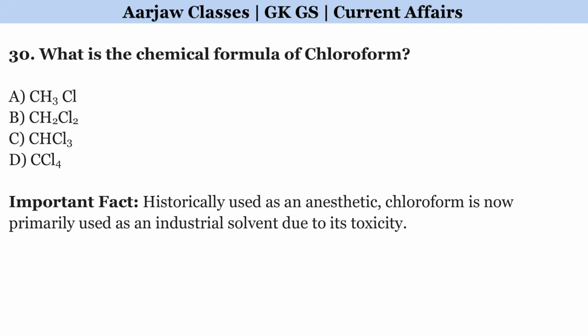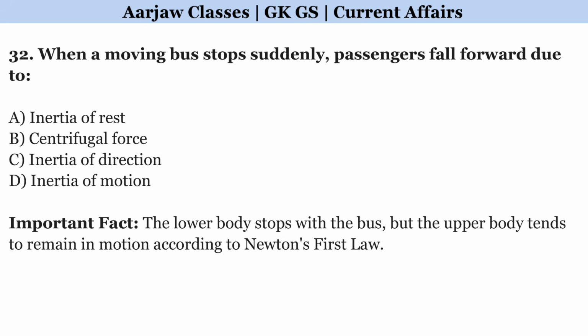What is the chemical formula of chloroform? Correct option is C. CHCl3. When a moving bus stops suddenly, passengers fall forward due to? Right option is D. Inertia of motion.